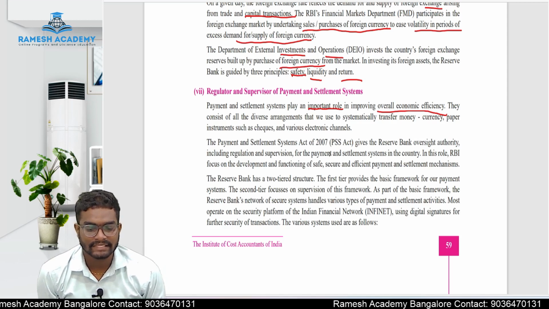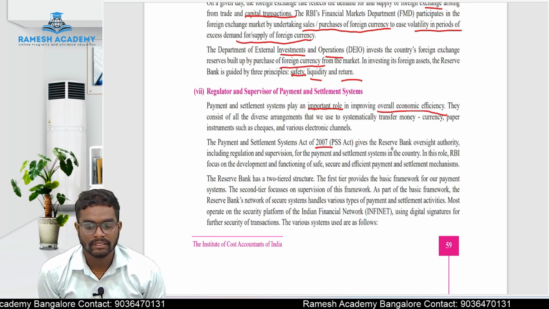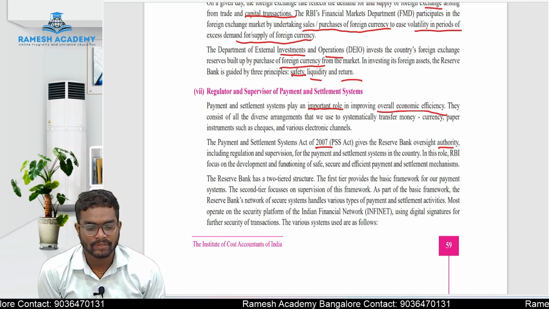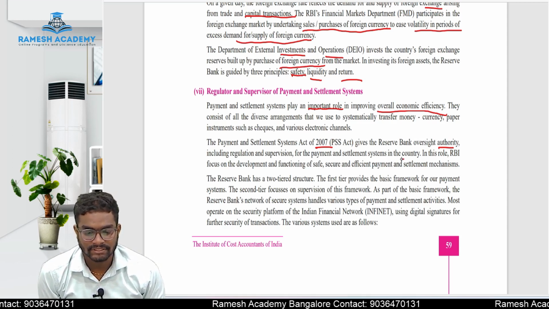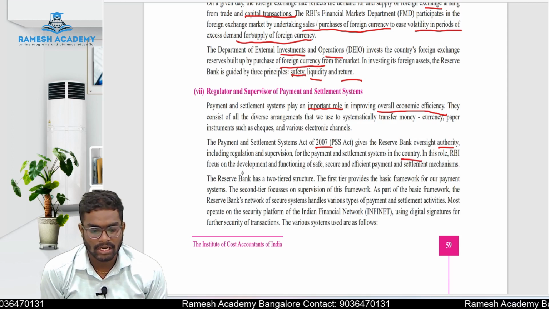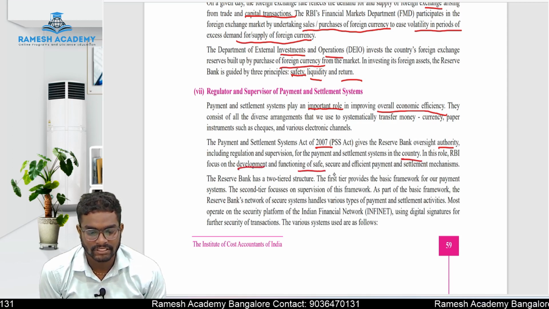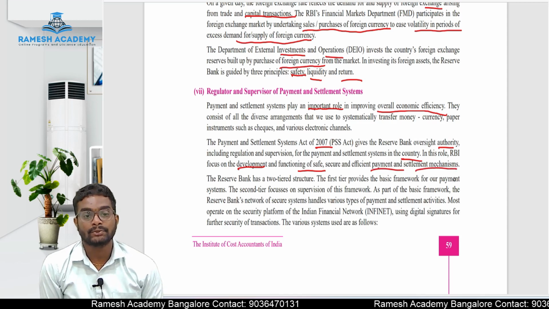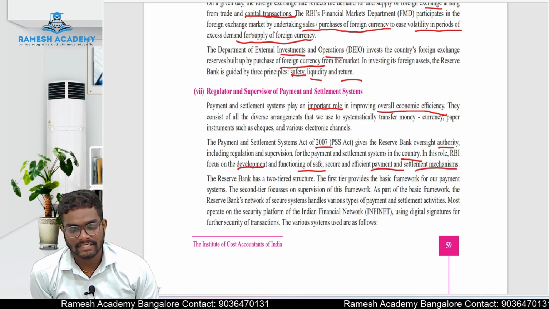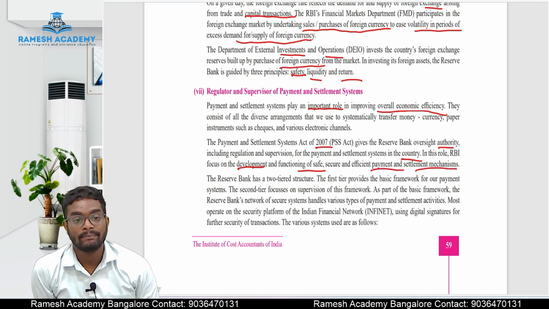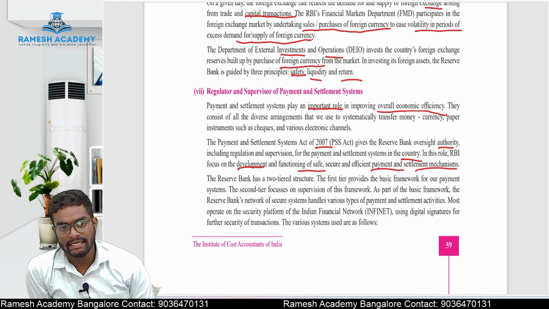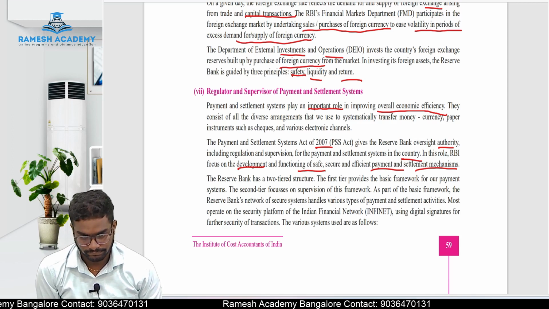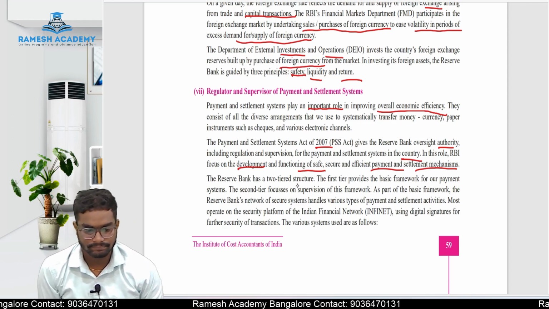The Payment and Settlement System Act of 2007 gives the RBI oversight authority, including regulation and supervision for the payment and settlement system in the country. In this role, RBI focuses on the development and functioning of safe, secure and efficient payment and settlement mechanisms. So now there is a gateway, for example Razorpay. I'm telling some of the gateways. In India we have BillDesk. These are some of the payment gateways which will help in making the payments.